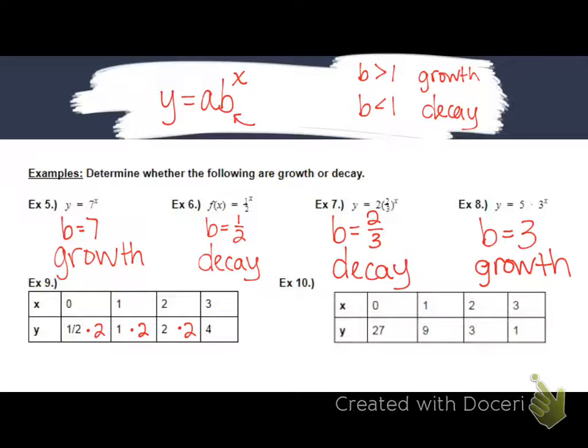Whatever you are multiplying by every time is your b. So in this case, b equals 2. So this is a growth function. Finding other patterns is nice, but we need to know what we're multiplying by every time in order to know if it's growth or decay.